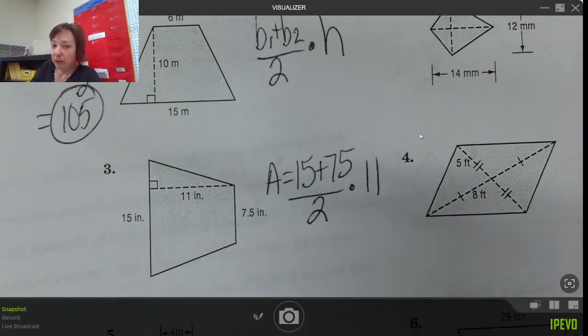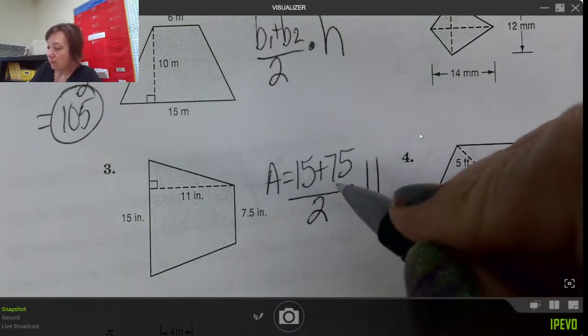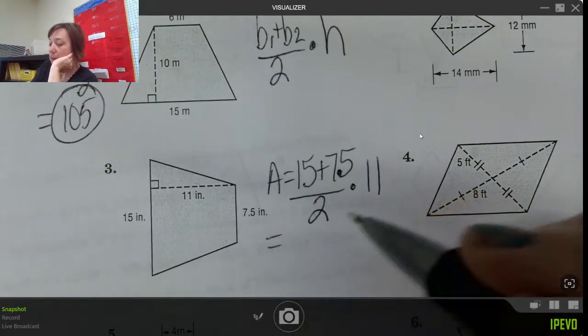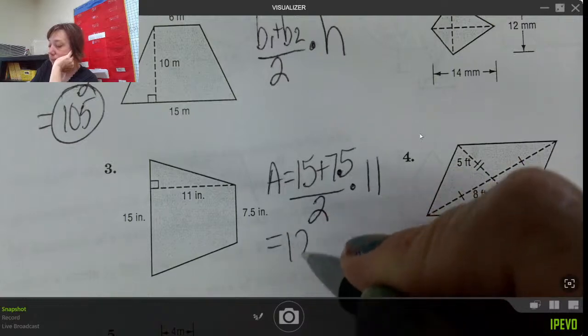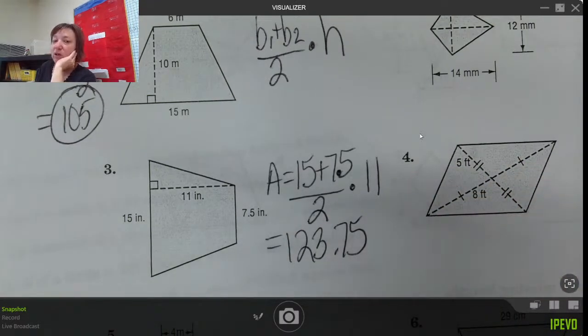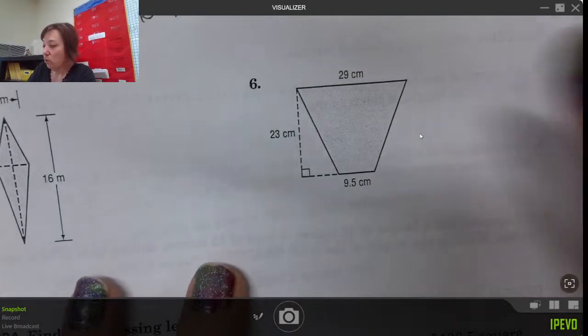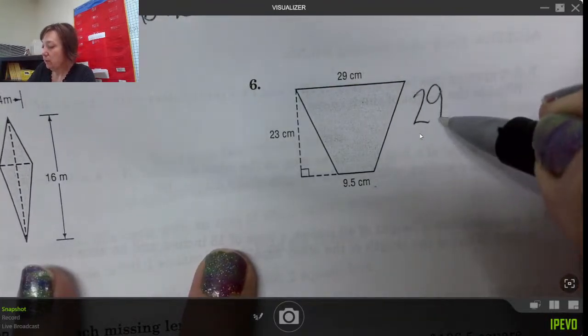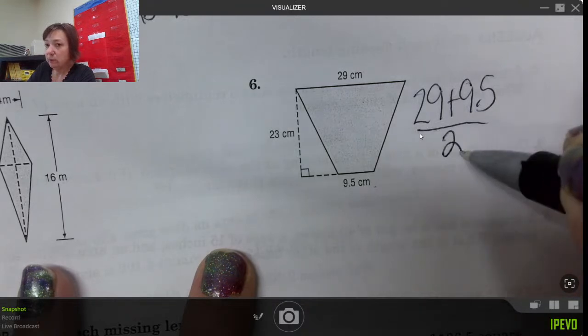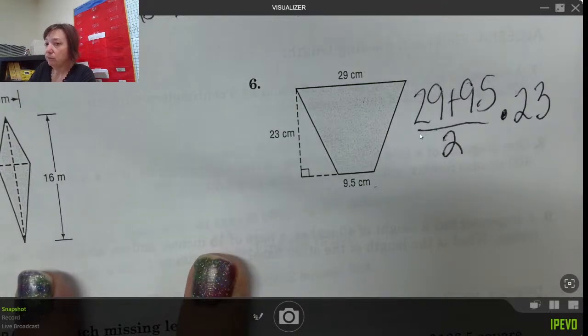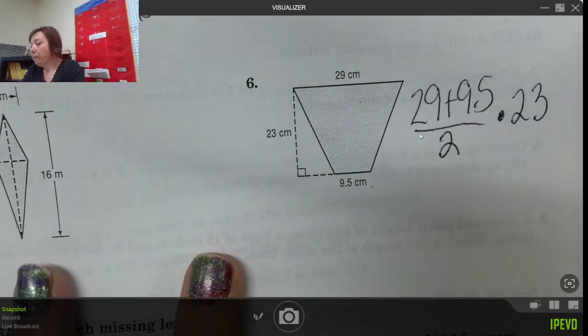So 15 plus 7.5, somehow my point disappeared, divided by 2 times 11. What'd you get, Zaylee? 123.75. And that's our area. If you look at number 6, so base 1 plus base 2, so 29 plus 9.5 divided by 2 times our height, which is 23. And that's all you have to do. That's it for that one.